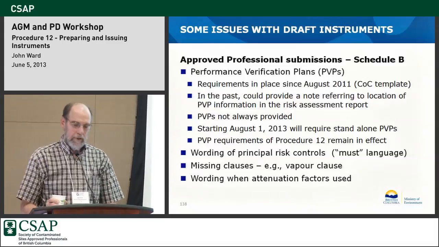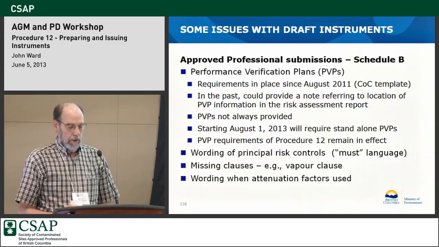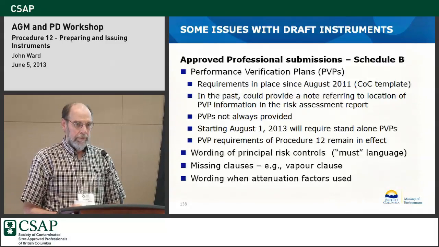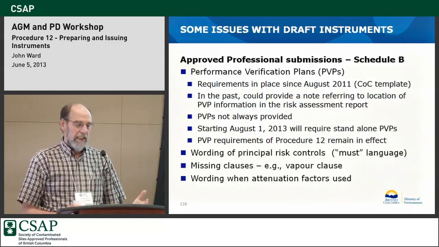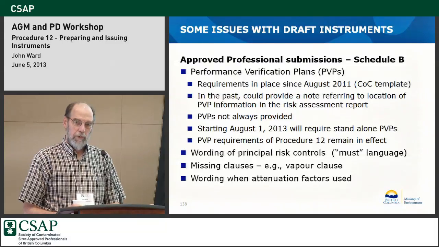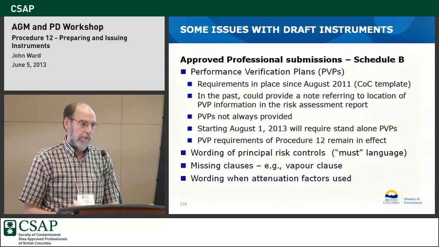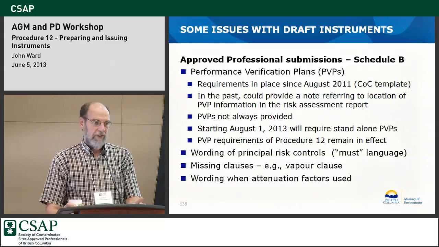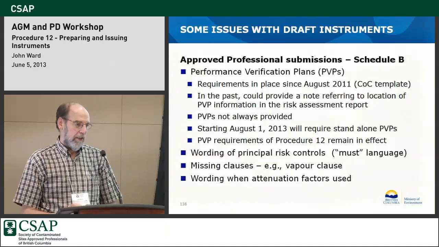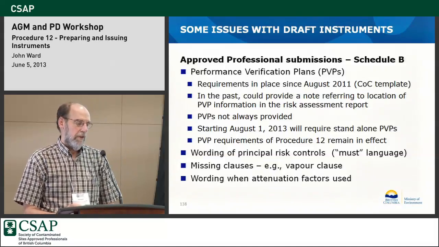Schedule B, performance verification plans. In August 2011, we came out with our latest version of the templates for the instruments. I think those are put in your submissions manager, and we just verified that, and we've been looking at those templates. They have a requirement for these things called performance verification plans. They're part of the risk-based certificates and the risk-based contaminant management.